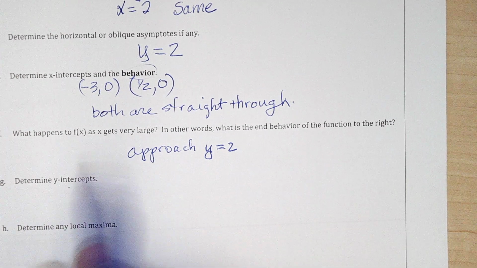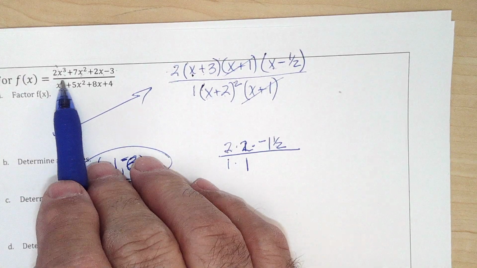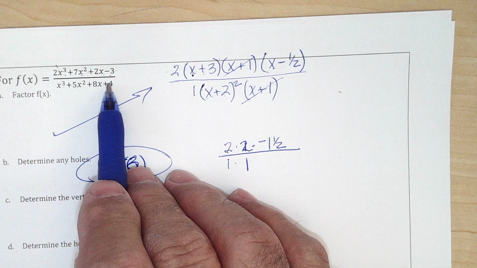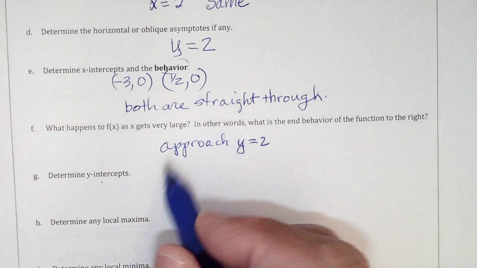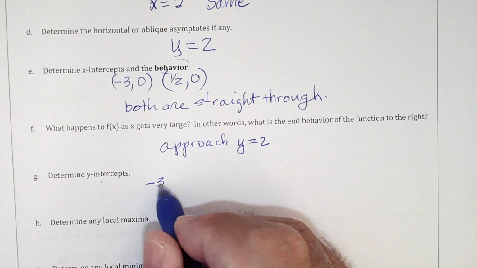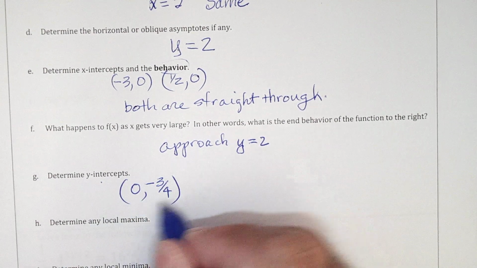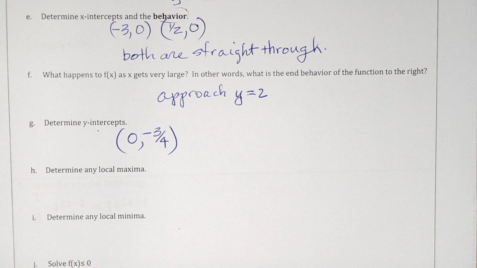Determine the y-intercept. That's easiest up here. If I put 0 in for all the x's, that's -3. 0 in for the x's, I get 4, so it's -3/4 when x is 0. It's a point, so we've got to write it as a point.